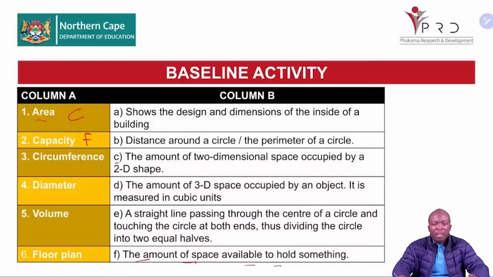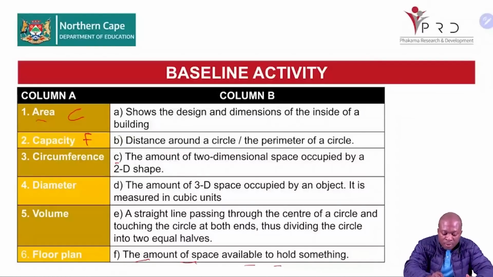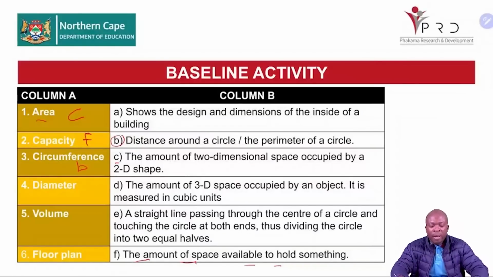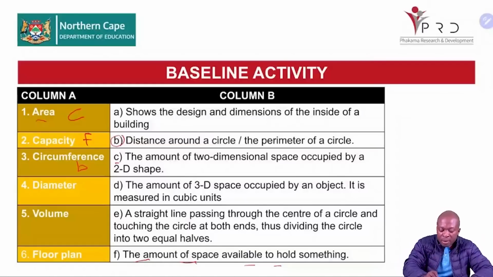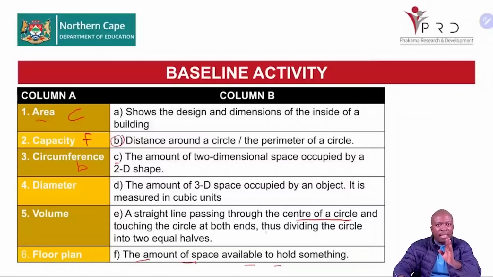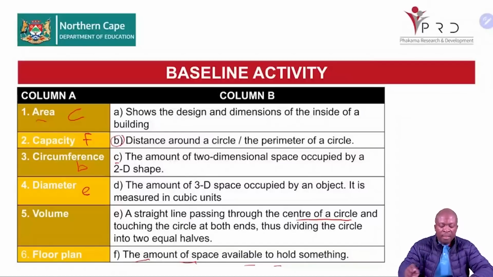All right. What about circumference? Another word for circumference is perimeter. So which one here would you say is the circumference? I hope you got it correct. The distance around. So we are speaking of this, that gives us B. Okay, so now we are halfway. How about diameter? Whenever you hear diameter, what are we talking about? We are talking of a straight line passing through the center of a circle and touching the circle at both ends, therefore dividing the circle into two equal halves. So diameter will give us E.